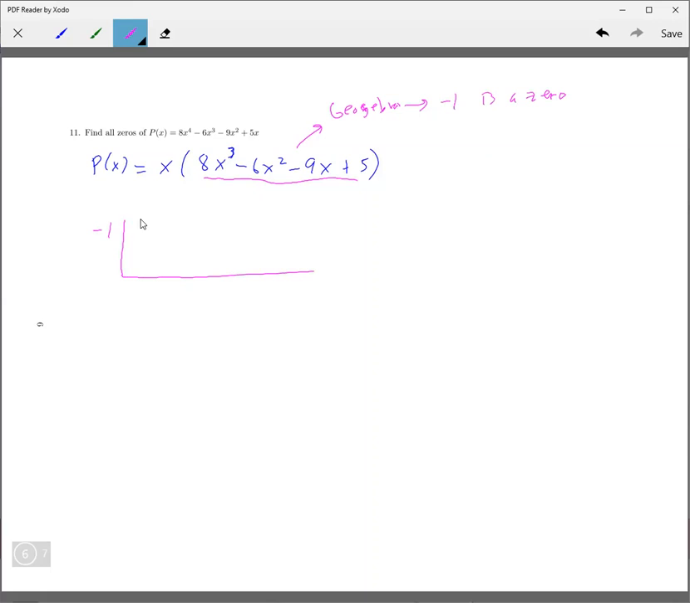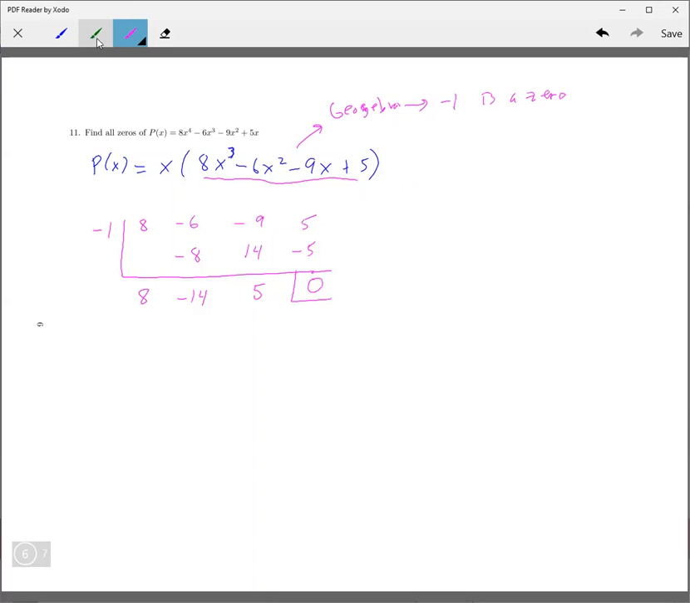We're going to use this one, by the way. So 8, negative 6, negative 9, and 5. Okay, so bring the 8 down. Multiply, that's negative 8. Adding, that gives you negative 14. Multiplying, that's going to be positive 14. Adding those together gives you positive 5. Negative 1 times 5 is negative 5. Adding those gives you 0. So that's the other one.